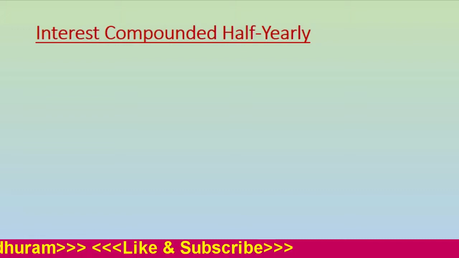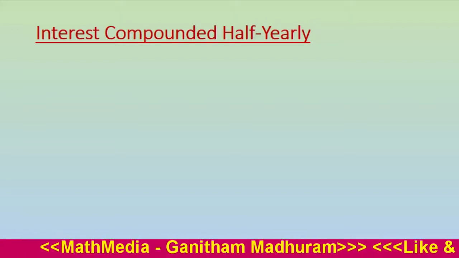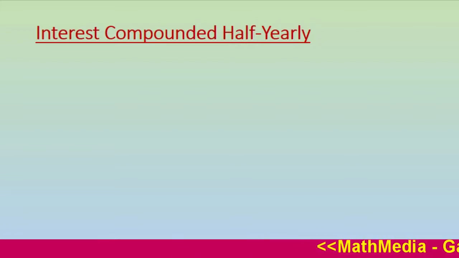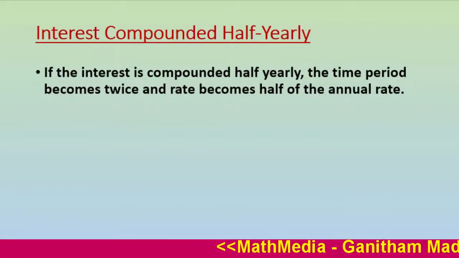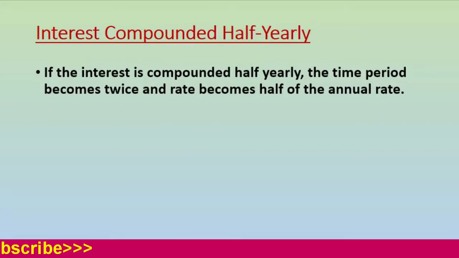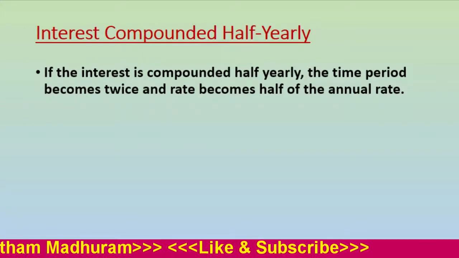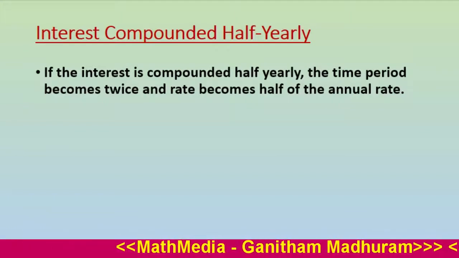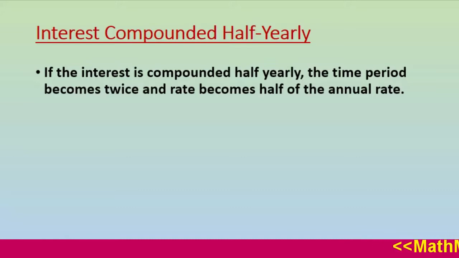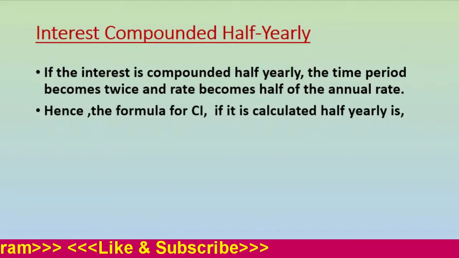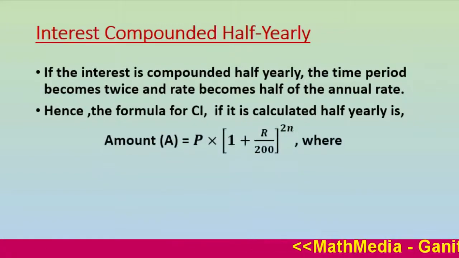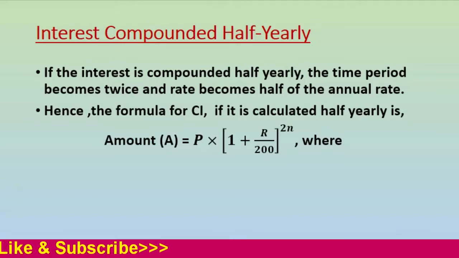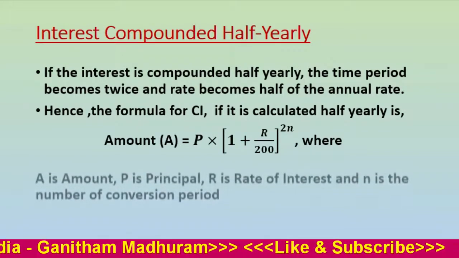So here, if interest is compounded half yearly, the rate of interest will become half and the time period will become double. We can see here that if the interest is compounded half yearly, the time period n becomes twice, that means 2n, and the rate R becomes half of the annual rate, R becomes R by 2. Hence the formula for compound interest, if it is calculated half yearly, is amount A equal to P into 1 plus rate become half, R upon 200.